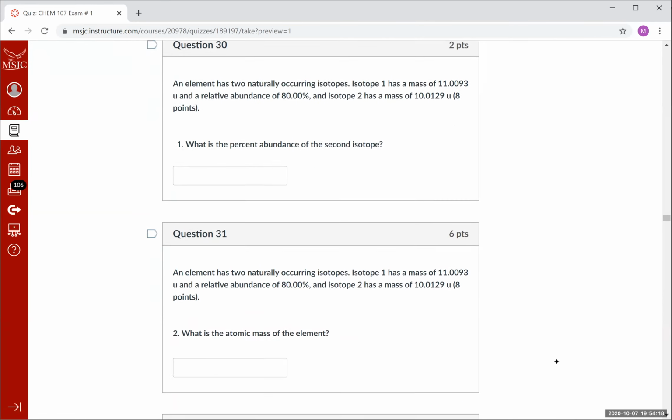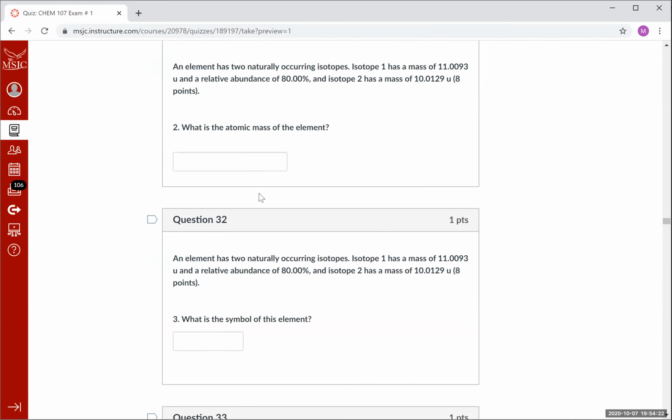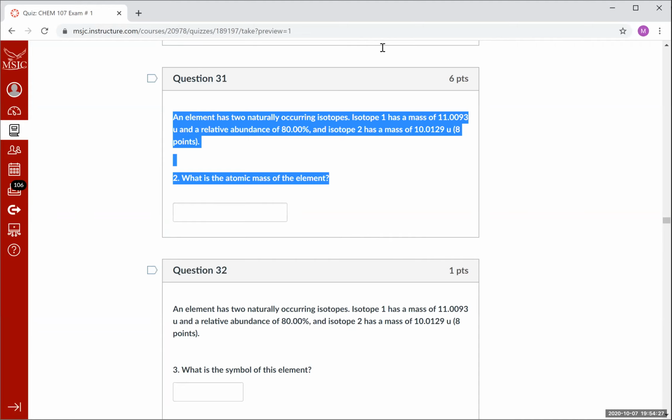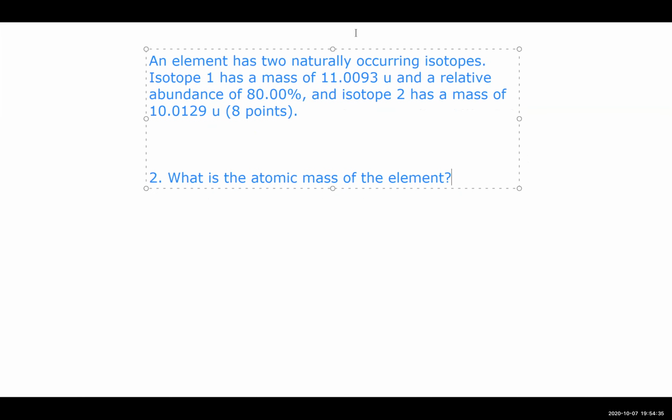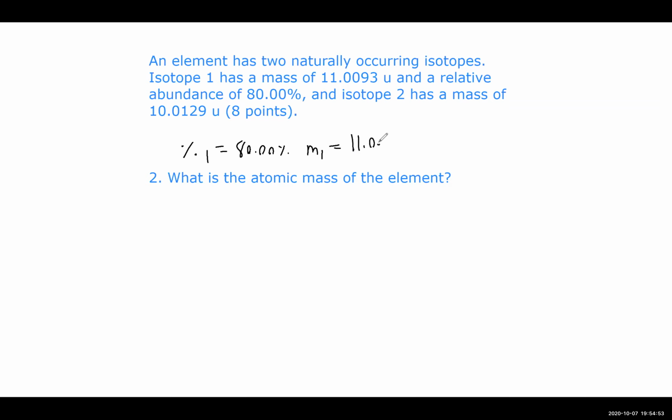So let's look back at the exam and tackle the next part of this multi-part question. We're next asked to calculate the atomic mass of our element. Don't worry, we actually have enough information here. I shared the whiteboard once again, and let's write all of the data that we have. The percent abundance of isotope 1 is 80.00%, and the mass of isotope 1 is 11.0093 amu. We also know the percent abundance of isotope 2 is 20.00%, and the mass of isotope 2 is 10.0129 amu.